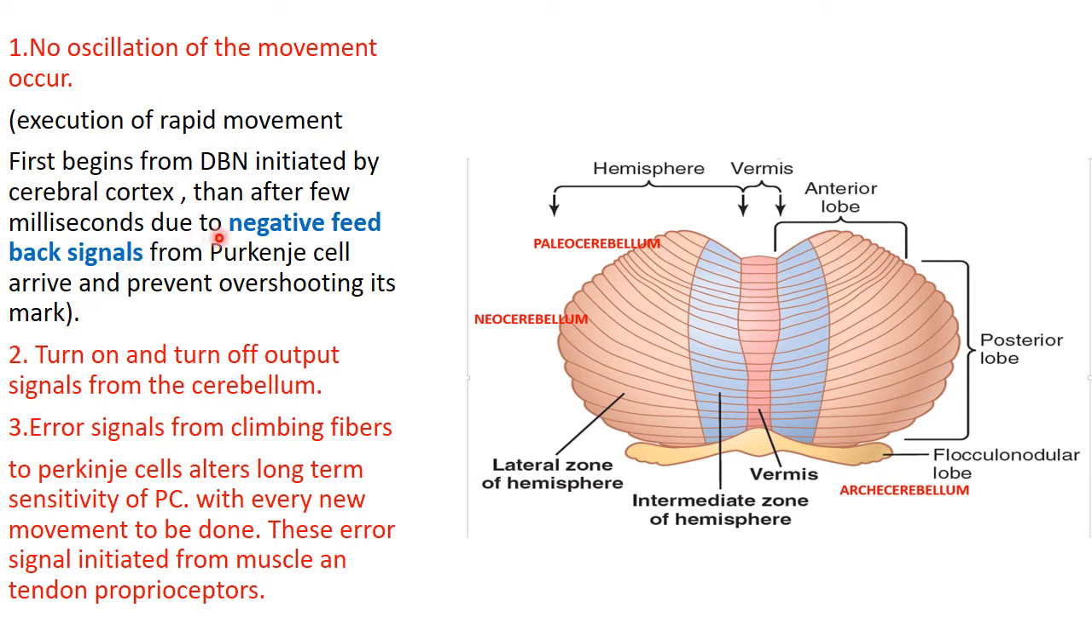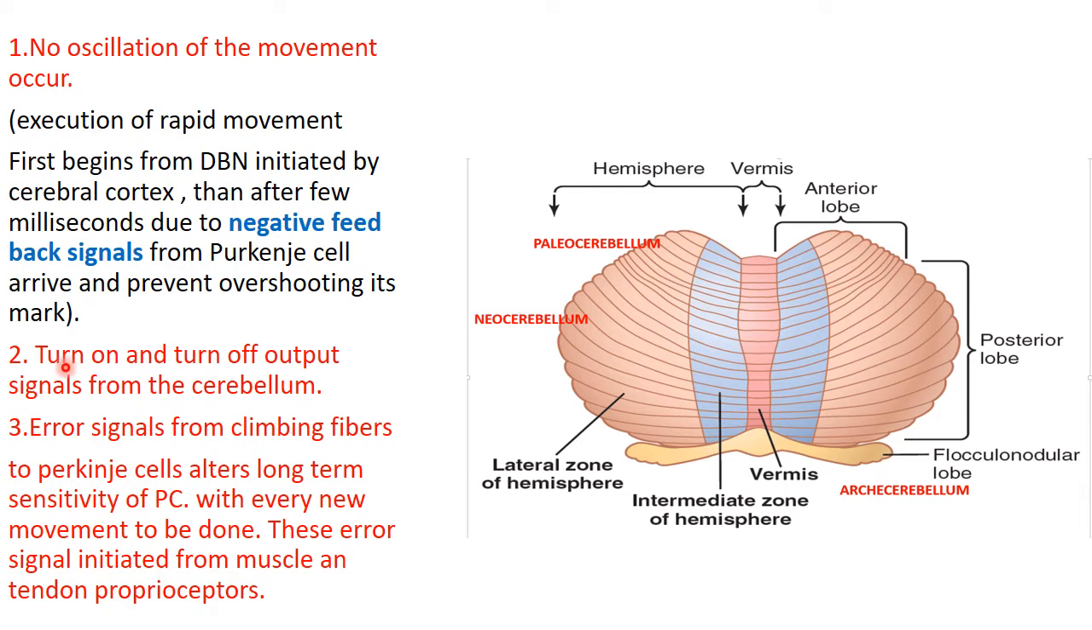If you do the finger nose test, the person is asked to stretch the forearm first in a horizontal direction and touch the fingertip of the examiner, and then with the same finger proceed and approach the tip of the nose. This will not be done properly if there is a cerebellar lesion.